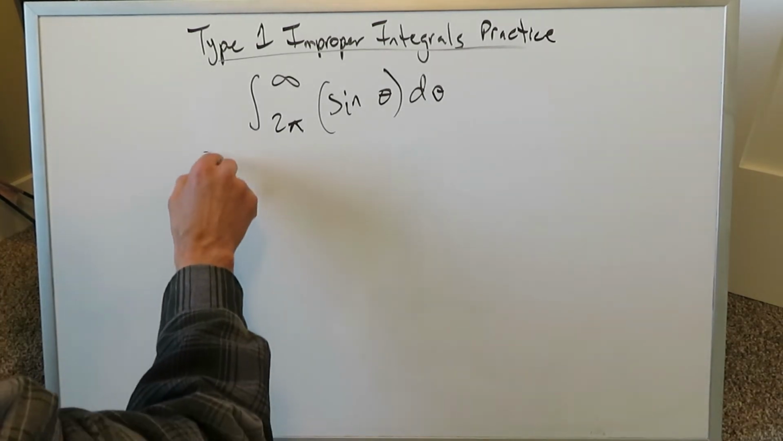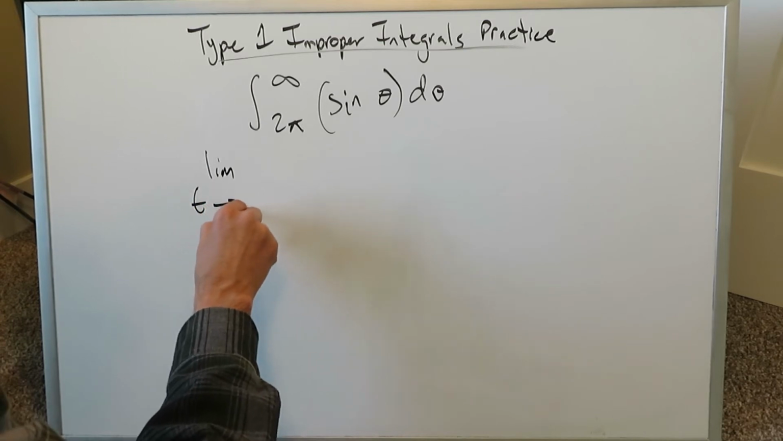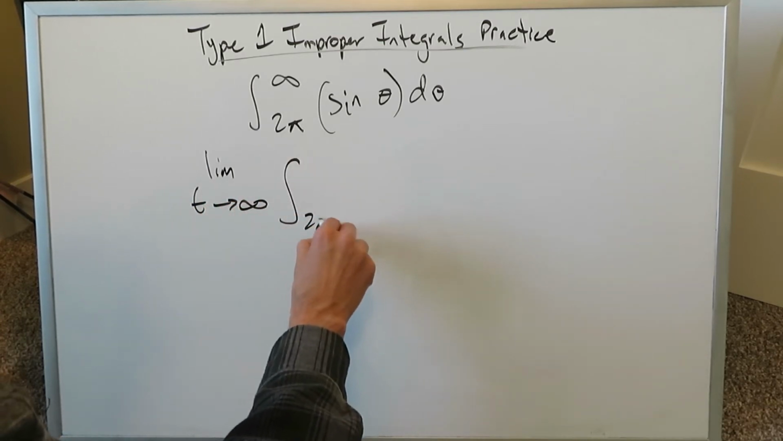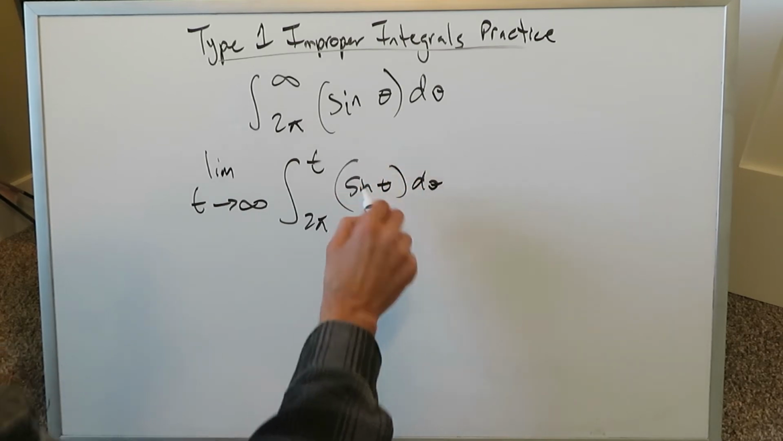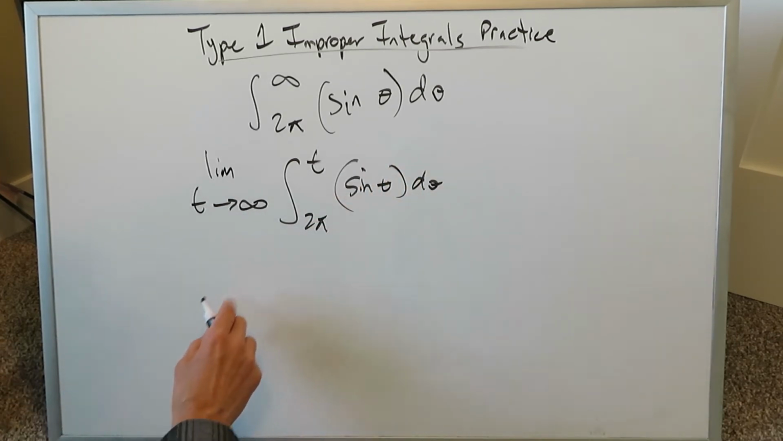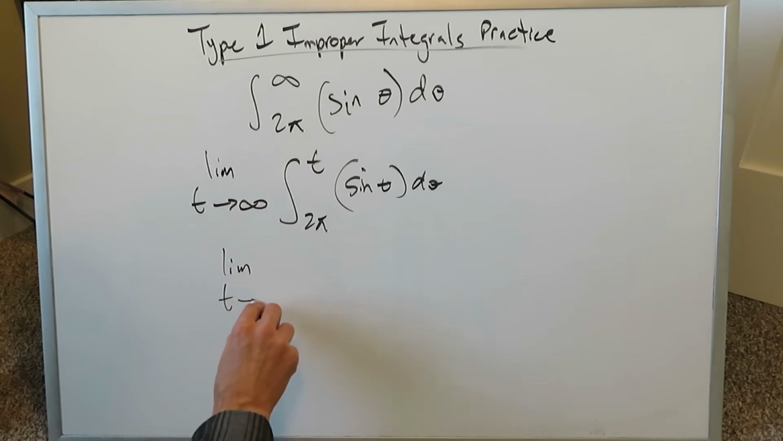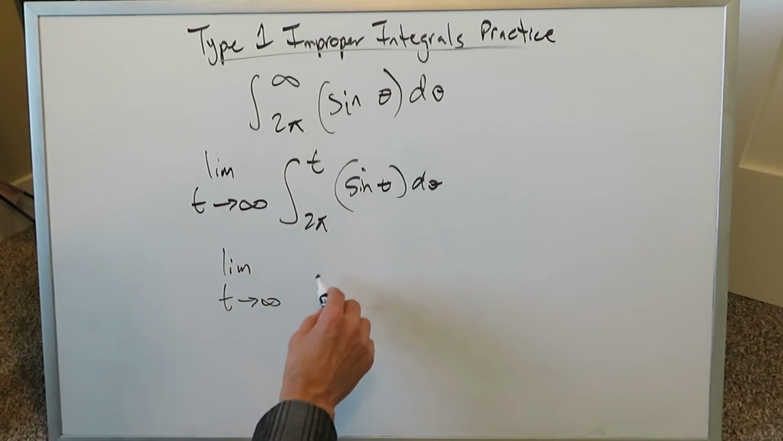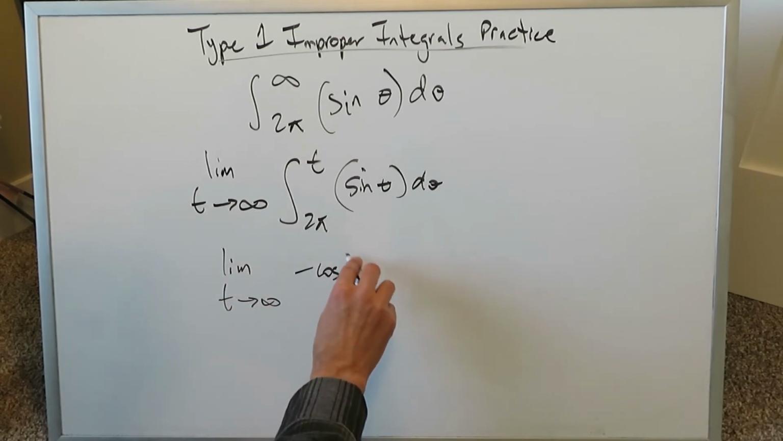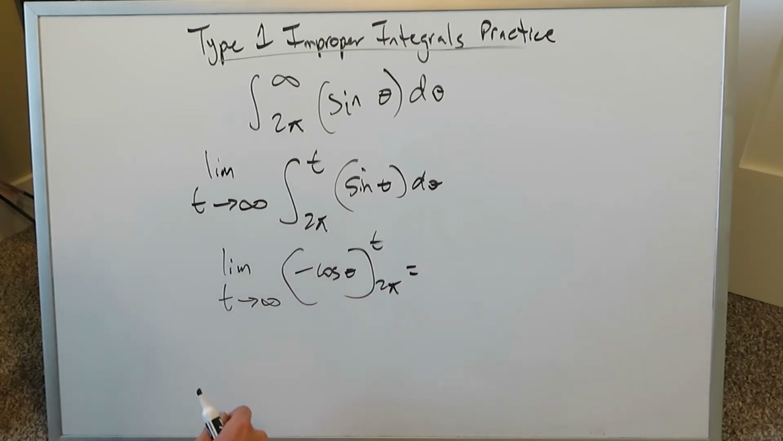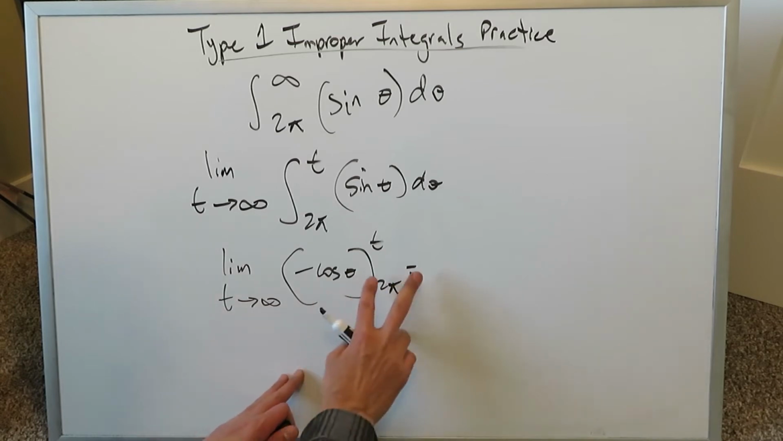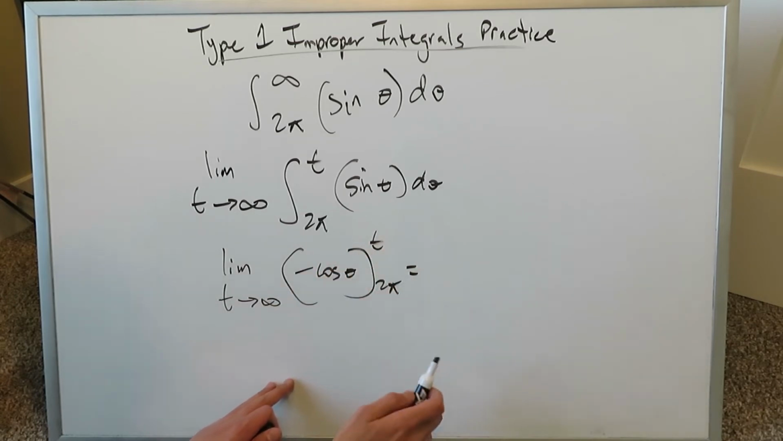You will rewrite all of this as this limit as t approaches infinity. We're looking at 2 pi and t. We have sine theta d theta. Alright? You would do the antiderivative of this. And you would say limit as t approaches infinity, our antiderivative of sine theta is a minus cosine theta. And you'd be looking at everything here from t to 2 pi, to which now you can then start doing your definite integration procedure.